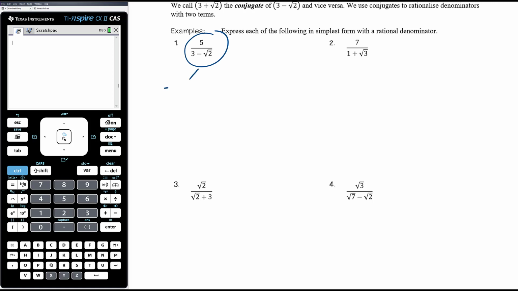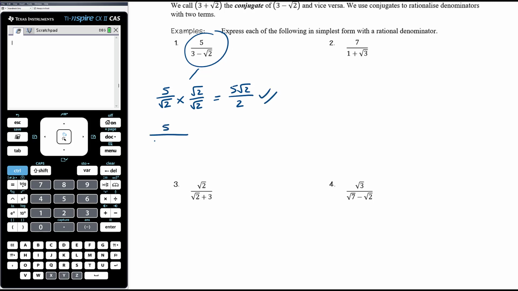If this example had been 5 on root 2, don't write this down, just concentrate. We know that we multiplied the top and the bottom by root 2 because root 2 times root 2 makes that rational, and we get 5 root 2 on 2. Okay? Now, nice rational denominator.